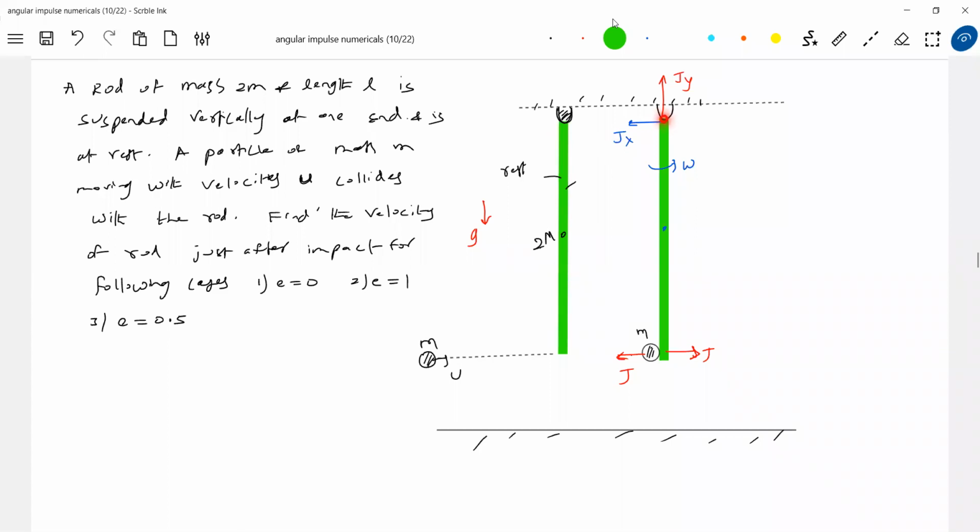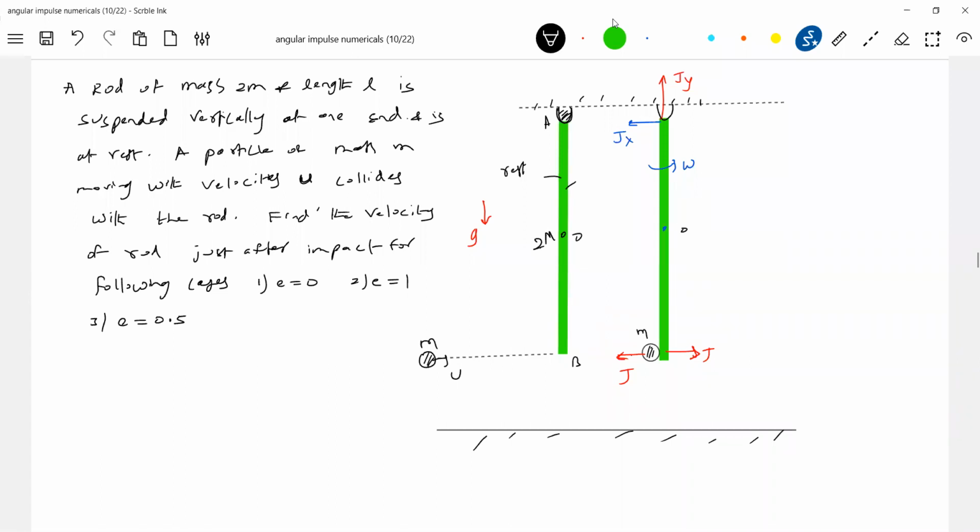If I take the axis of rotation here, the impulses due to Jy and Jx intersect the axis of rotation, so there won't be angular impulse due to these. There will be an angular impulse due to plus J l minus J l. So what is the net angular impulse? Zero. Therefore angular momentum is conserved about the point of suspension. Let me call that A.